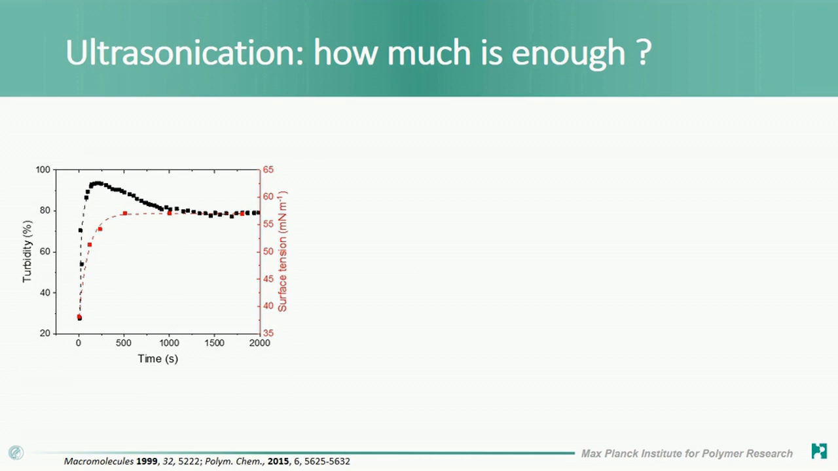So what was done here is an emulsion of styrene and water, and the emulsion process could be monitored in many different ways. But here it's monitored by turbidimetry, just to look at how opaque the system is, and by surface tension. And here it's not measured by the size of the droplet, because it's actually very difficult to measure the size of the droplets, because it's not necessarily very thermodynamically stable.